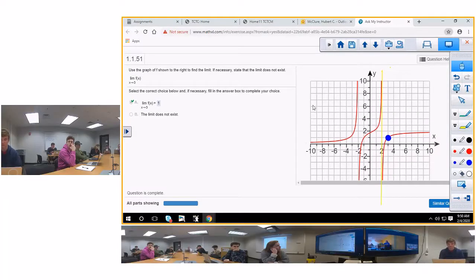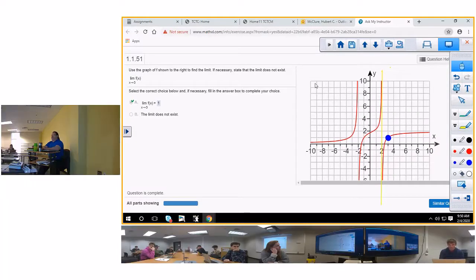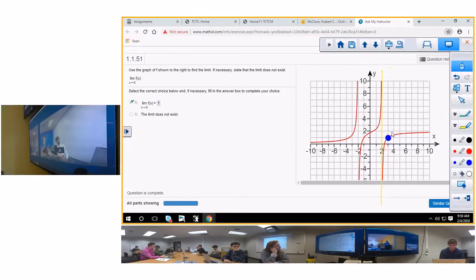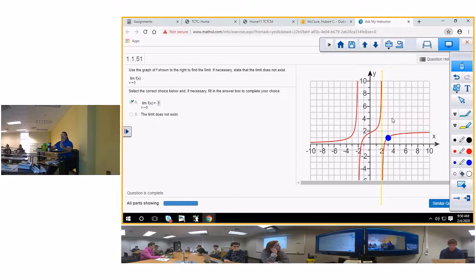Now, what is the limit as x approaches 2? Undefined. The limit does not exist because it does not touch. That's a vertical asymptote. That yellow line represents a vertical asymptote, so it does not exist. Capiche? That's a test question.